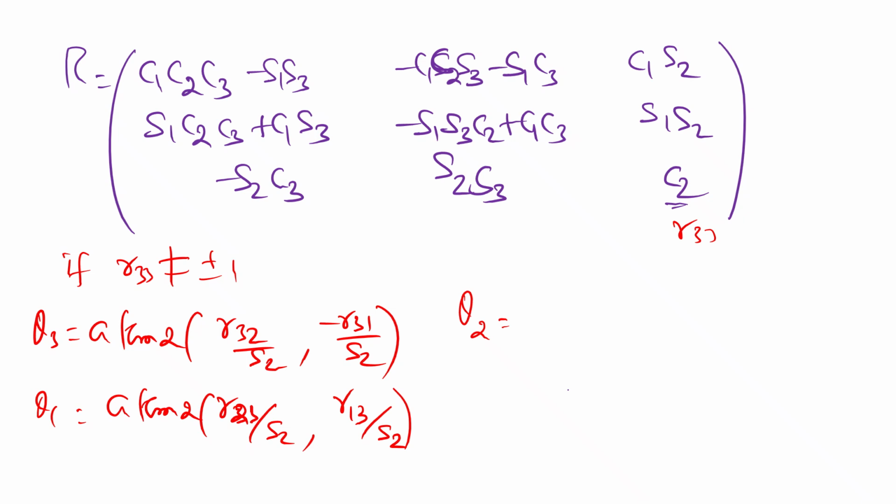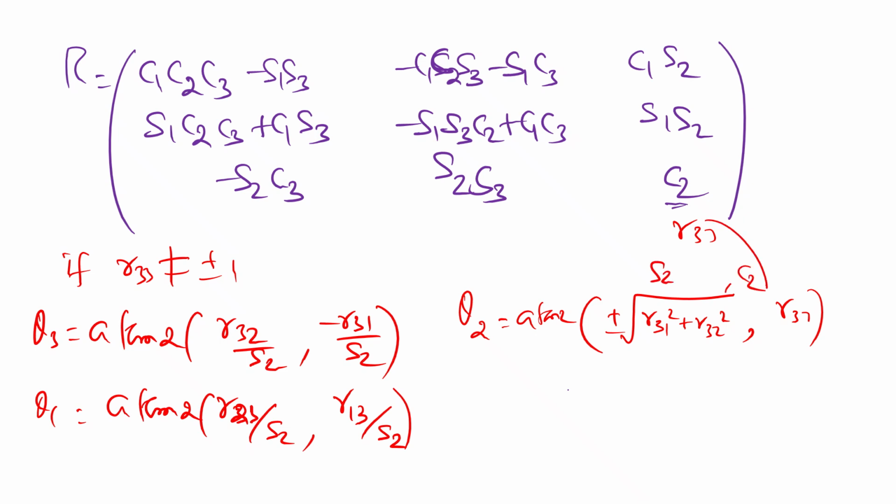Then theta 2 is equivalent to, we have to do something. Here we have C2, so this can be done. Here arc tan 2 of, to get sine theta 2, we have to square this: R31 square plus R32 square, comma, R33. If you square this and add it, it is S2 square C3 square plus S2 square S3 square. S2 square is common, so this will be 1. So this will be S2 and this will be C2. This is for when R33 is not equal to plus or minus 1.